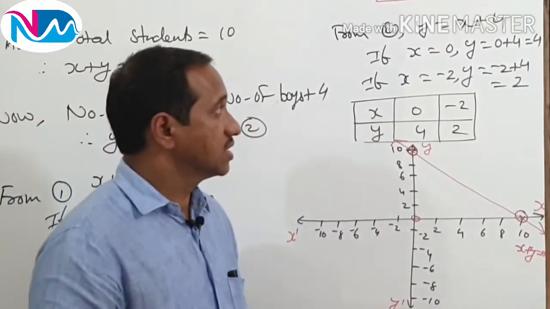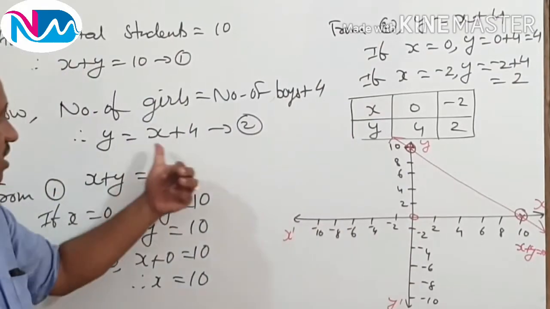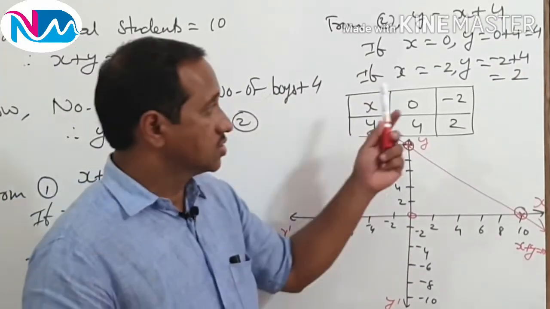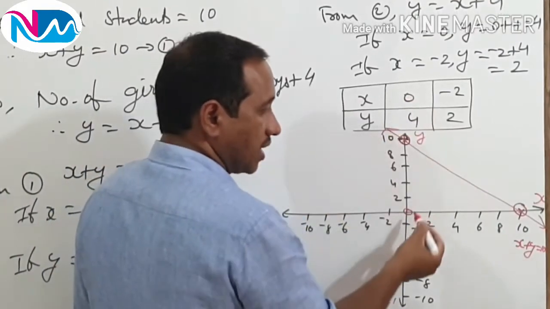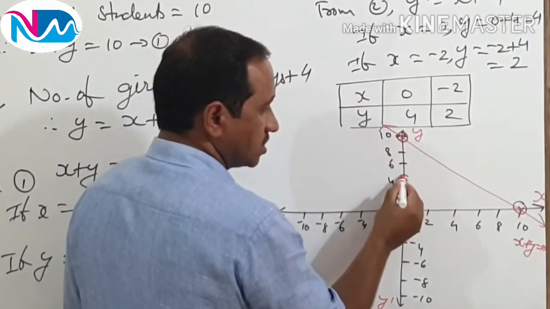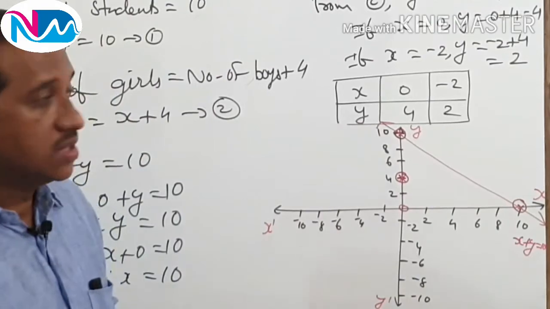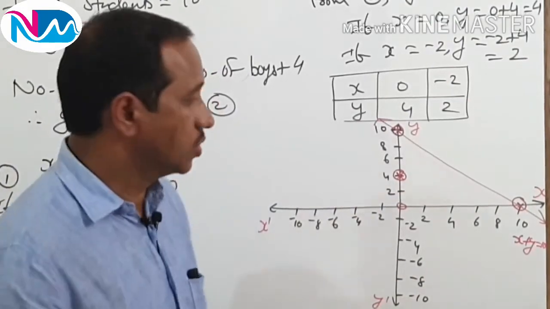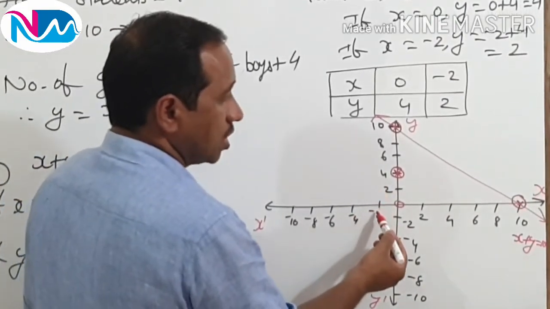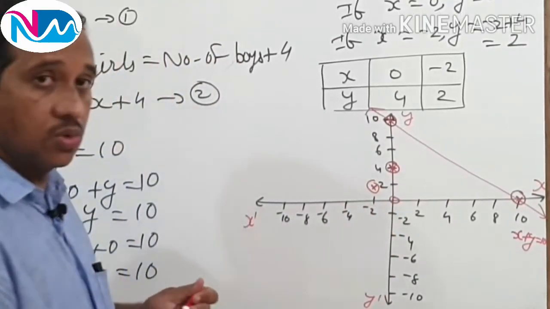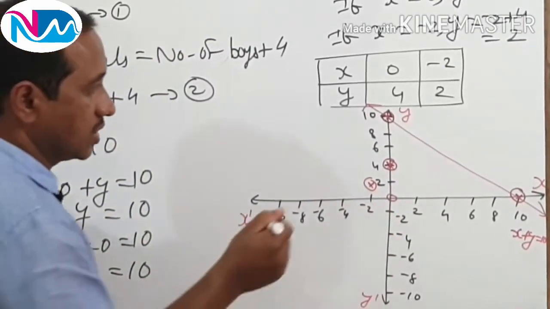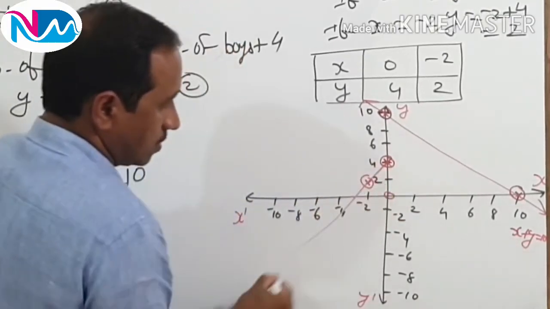The next one is the second equation, y is equal to x plus 4. The solution is (0, 4): x coordinate 0, y coordinate 4. This is (0, 4). Second one is (-2, 2): x coordinate minus 2, y coordinate 2. This will be something here. So, on joining these, you get a straight line.